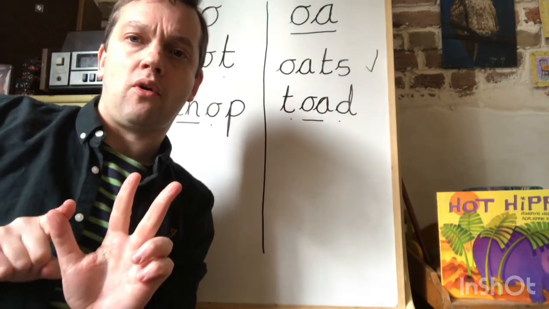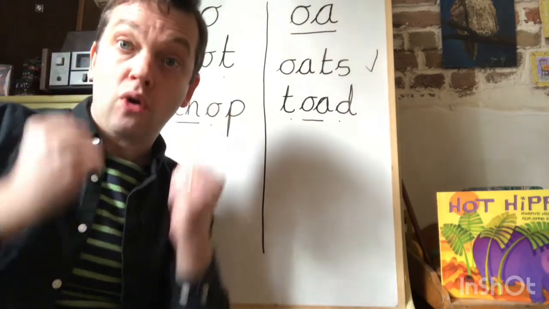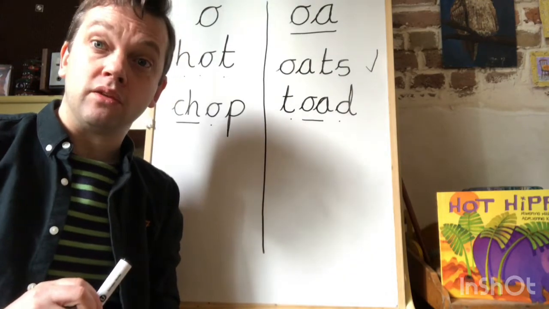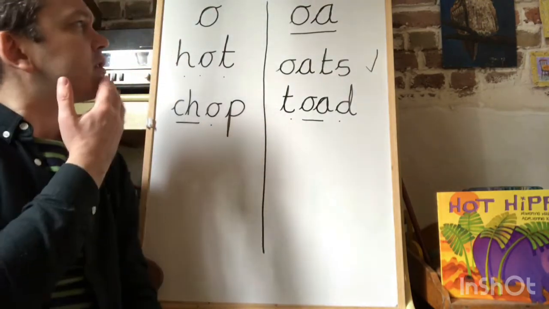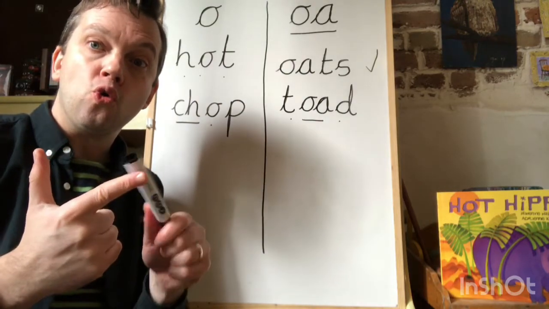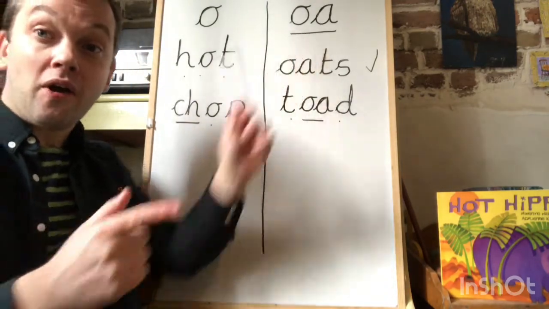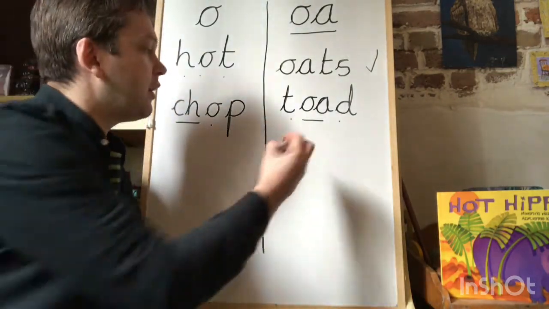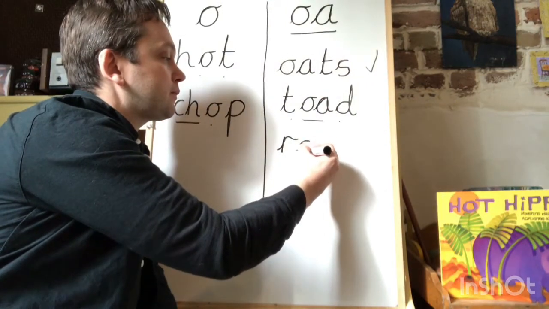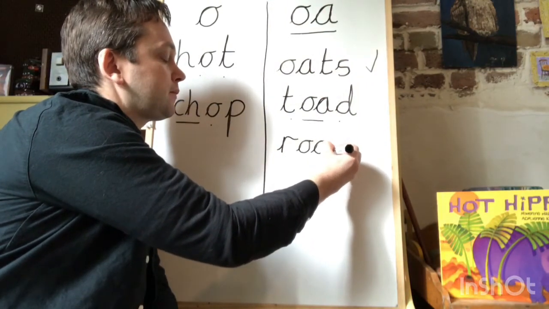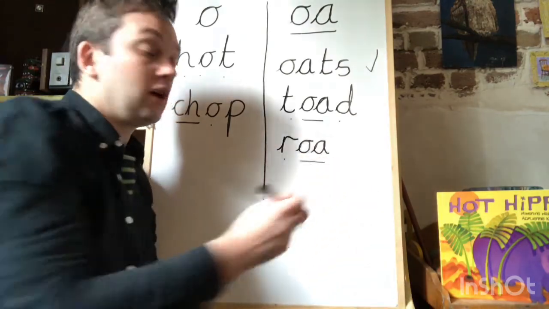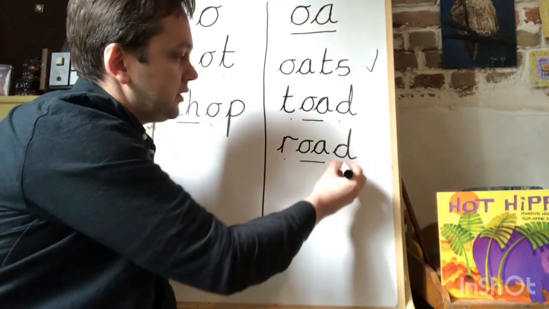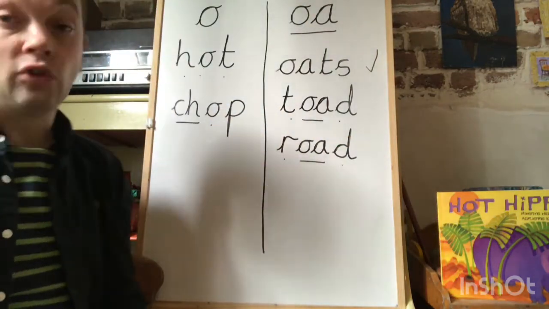R-o-d. R-o-d. Can you write it before me? Ready, steady, go. So which side? This one, o. Then o. D. Super.